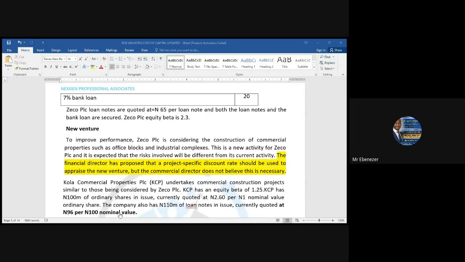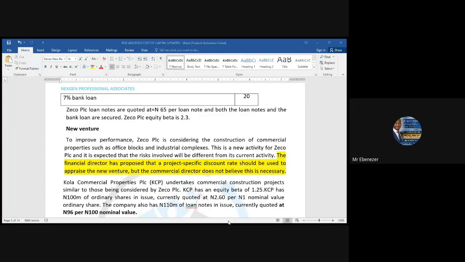Please, you can check your material. Apologies, I thought I had sent it. You can check the Google Drive. You will see risk adjusted cost of capital. So please, what is another name for risk adjusted cost of capital, in case the examiner says it is not risk adjusted cost? Project specific cost of capital, or appropriate cost of capital. The examiner may say appropriate cost of capital.